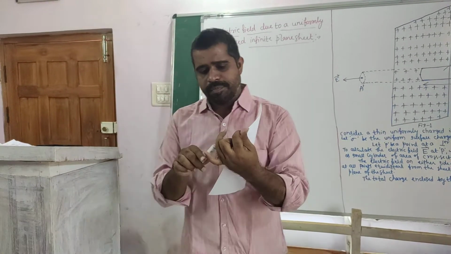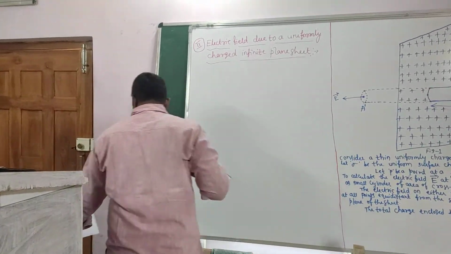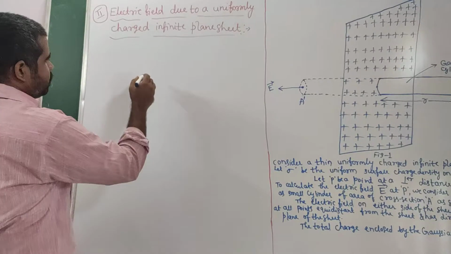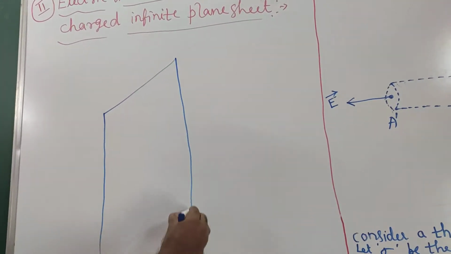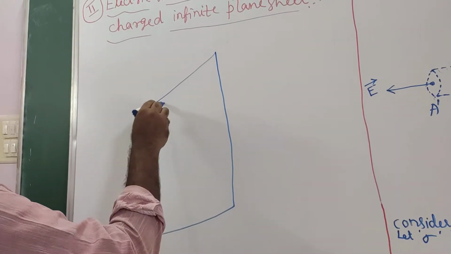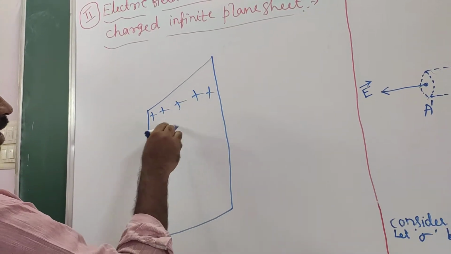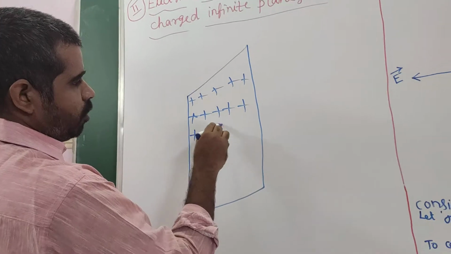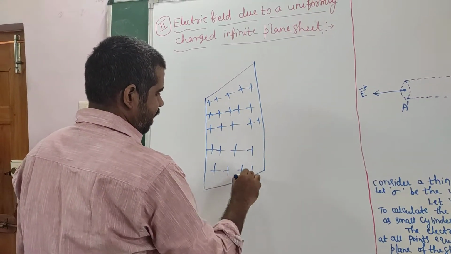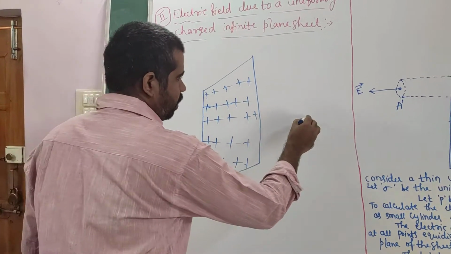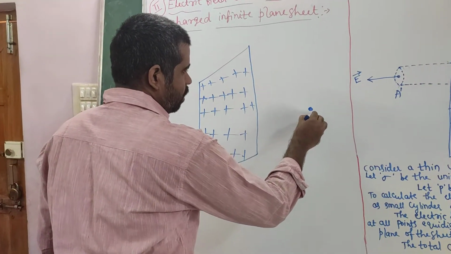Let us see what happens. एक शीट है, we held it cross. एक शीट है on which charges are there? Positive charges. How are they distributed? Uniformly distributed. कैसे है ये? Uniformly distributed है. Let us consider point P.